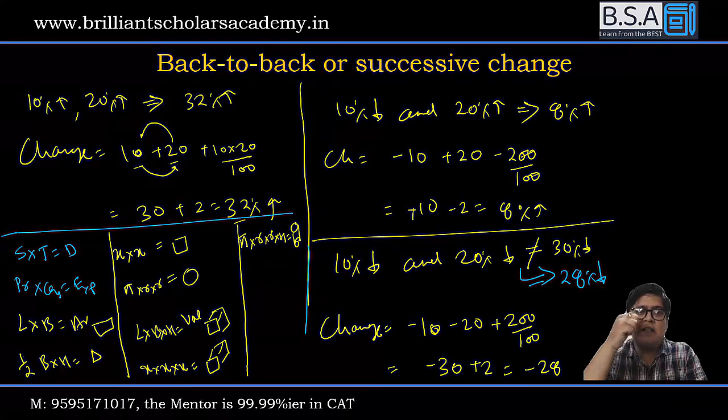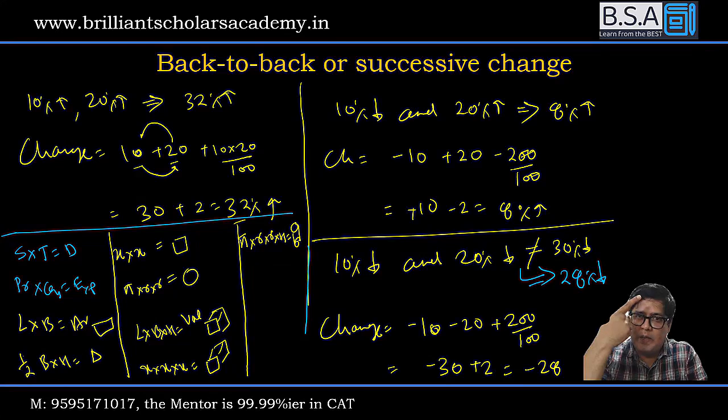What are those formulas? Speed into time is equal to distance. Price into quantity is equal to expenditure. Length into breadth is equal to area of a rectangle. Half base into height is equal to area of a triangle. Side into side is equal to area of a square. Pi r square is the area of a circle. Length into breadth into height is the volume formula for a cuboid. Side into side into side is volume for a cube. Pi r square h is volume for a cylinder. I can go on and write 10 more formulas.